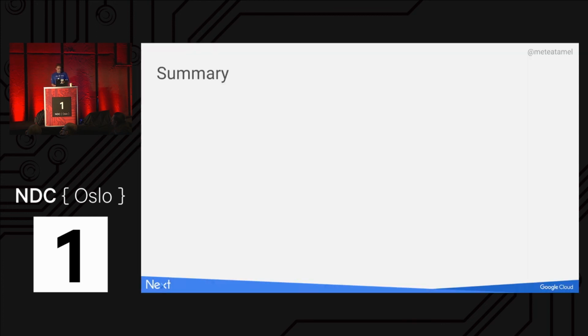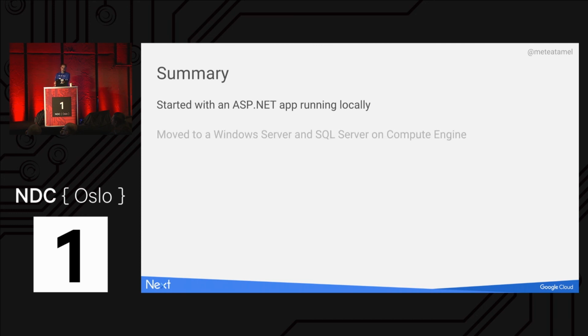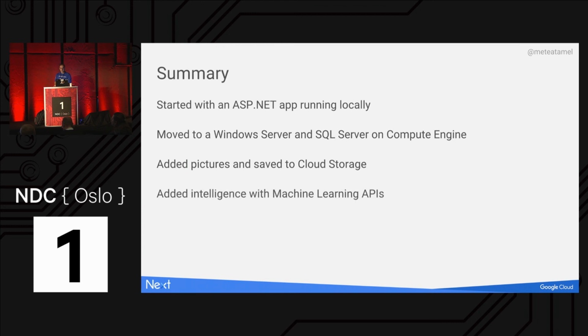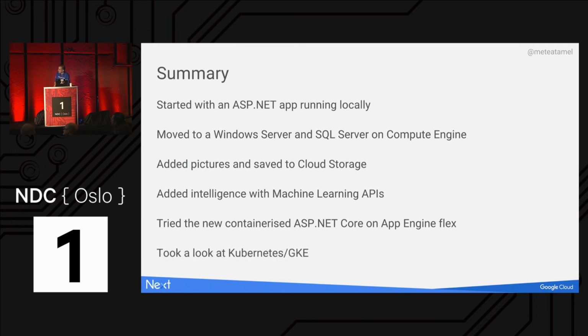All right, so let's do a summary. Basically, we started with an ASP.NET application running locally. We moved it to Windows Server and SQL Server running on Compute Engine in Google Cloud. Then we added pictures and saved them to cloud storage. And we added some intelligence with machine learning APIs. And we tried the new containerized ASP.NET Core with App Engine. And then we briefly talked about Kubernetes and Google Container Engine.